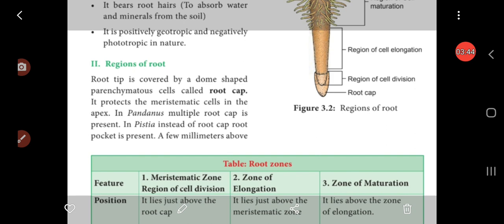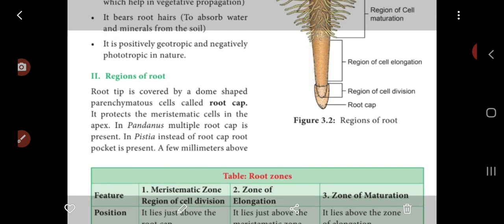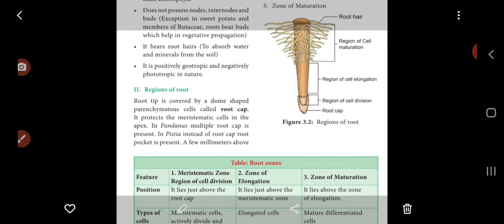Next, the regions of root. What are the regions present in the root? Let us see this picture. How many regions do we have there? Mainly a region of cell division, then a region of cell elongation, and a region of cell maturation. From the region of cell maturation, we have root hairs. Below the region of cell division we have the root cap. Mainly we have 3 regions. We are going to see this under regions of root.